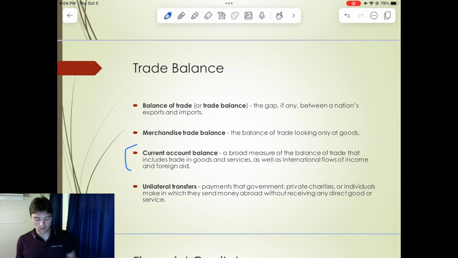We also have unilateral transfers. These are payments that the government, private charities, or individuals make in which they send money abroad without receiving any direct good or service. Basically they are sending money to somebody, just like a transfer payment, like unemployment insurance, where the government gives money to somebody but isn't expecting anything in return. Same thing happens here with a unilateral transfer. Uni meaning one way, so you give money, you don't expect anything in return, you're just transferring money.